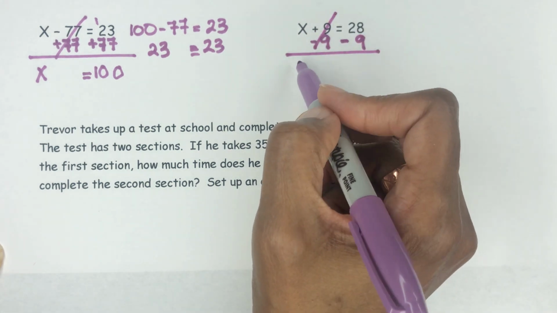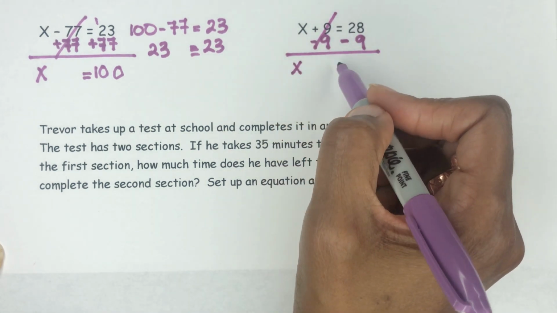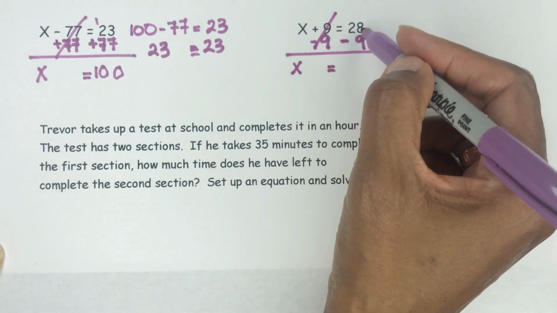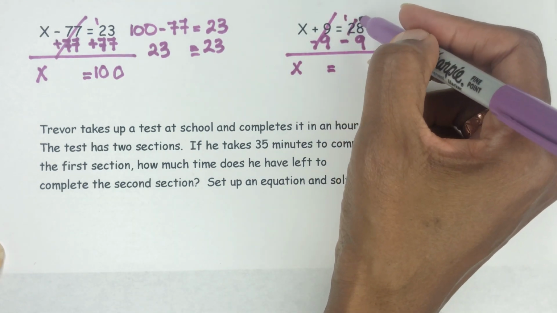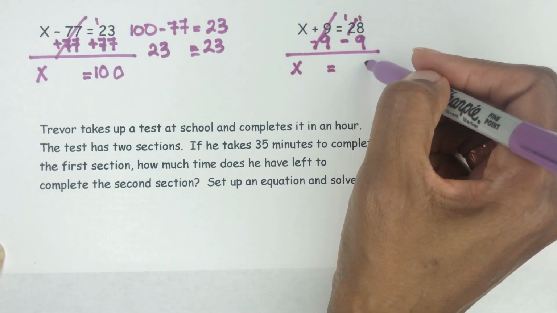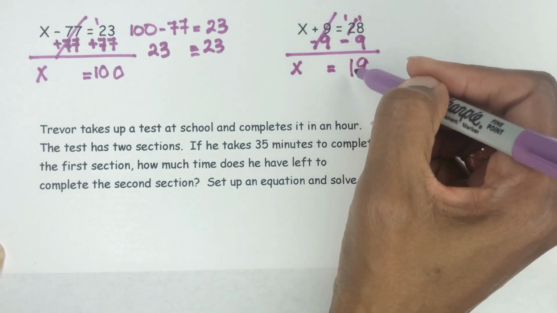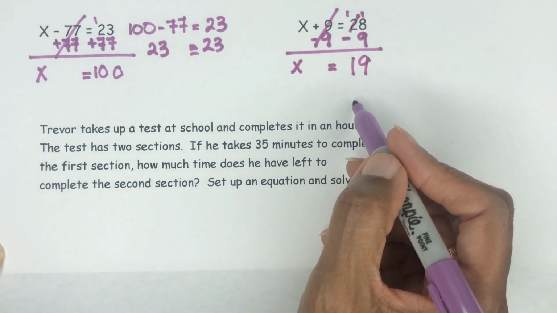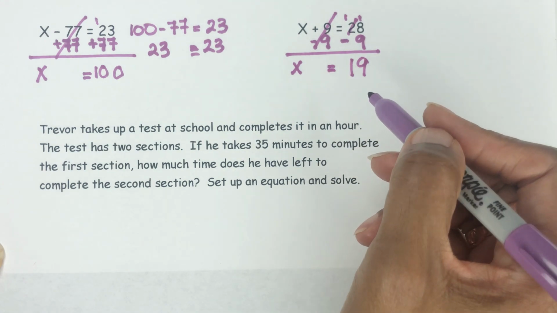What do we have left? We have X equals 28 minus 9. So we're going to do a little regrouping here. 18 minus 9 is 9, and that's a 1. So X equals 19. And how do we prove that X is 19?